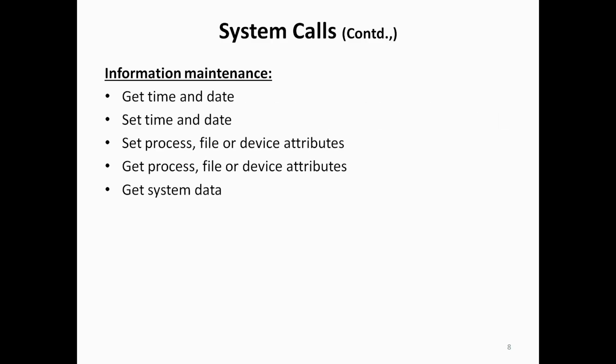And information maintenance is completely related to system data, that is, setting and getting the time and date of the system, and the total storage space available, the total capacity, or the existing space available in the system. All these sorts of information are taken care of by the information maintenance system calls.